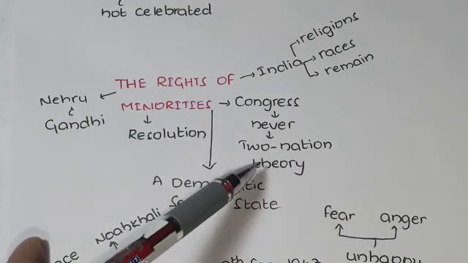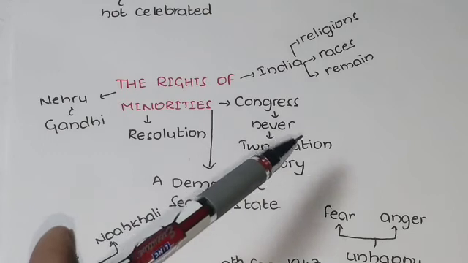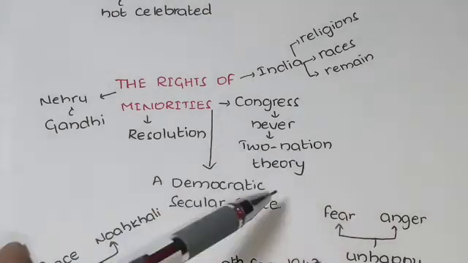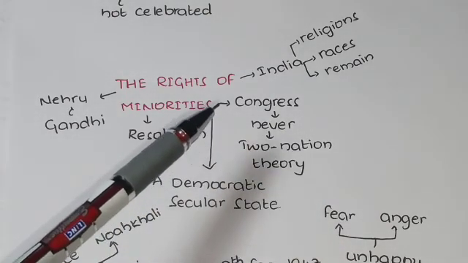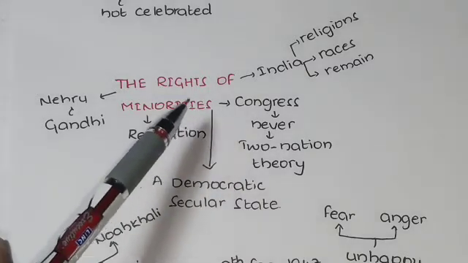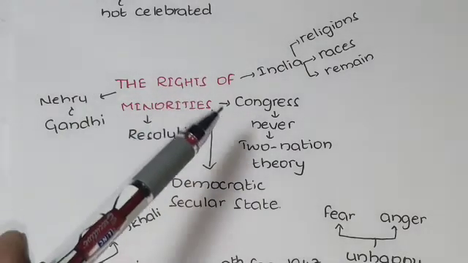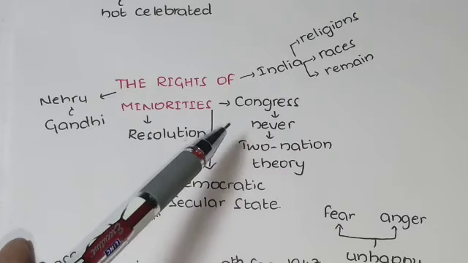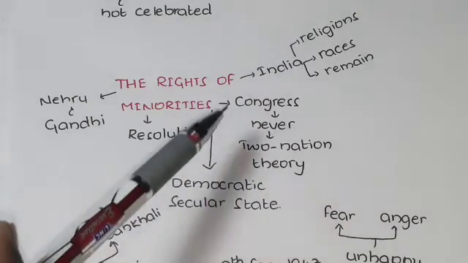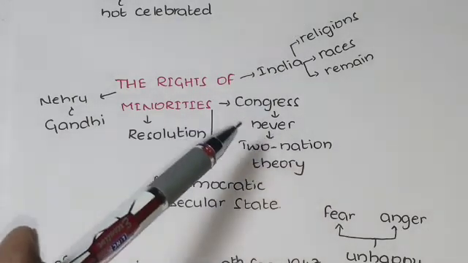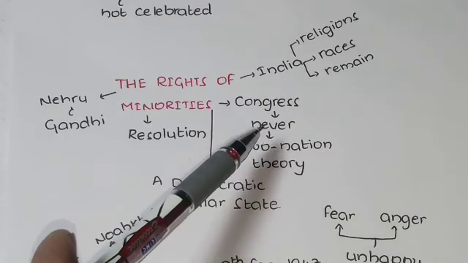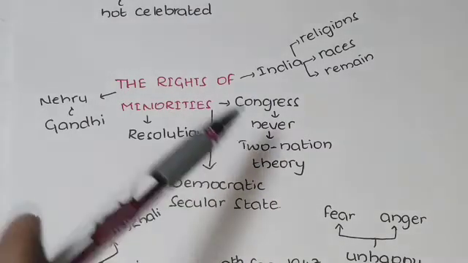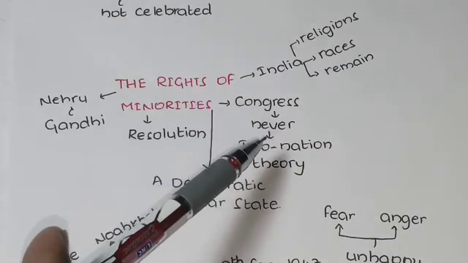The two-nation theory was pushed by the British, and India was forced to accept partition against its will. It means the British forced it because of the demands of Jinnah, so India was divided into two parts. Finally, seeing the mass violence in India, the Congress accepted the division of India into two parts.